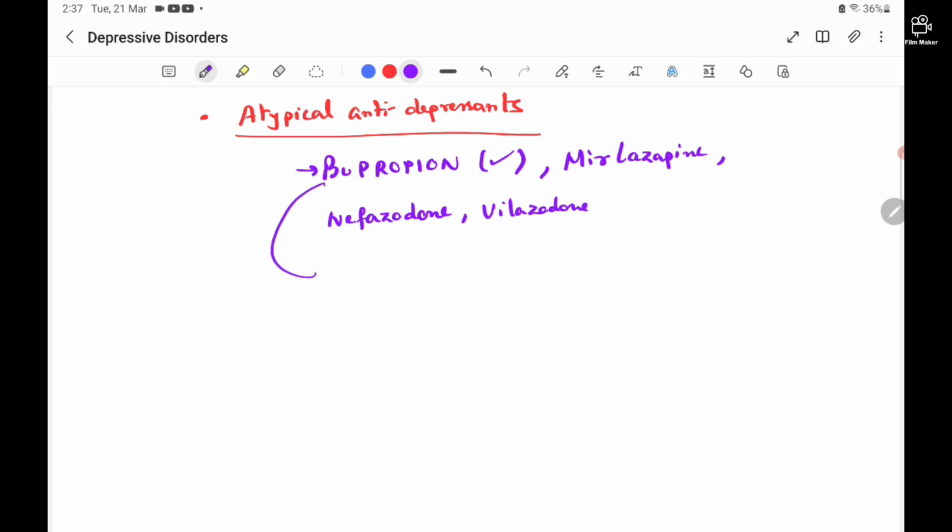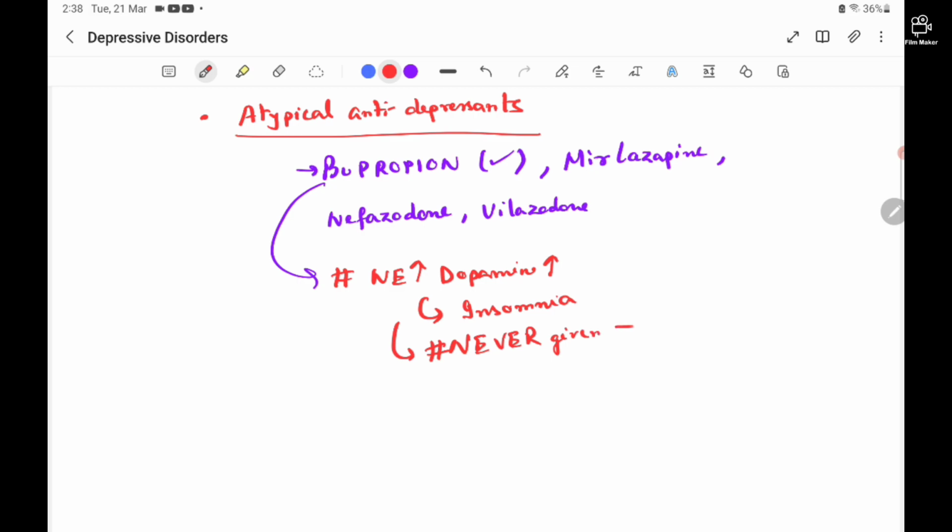Now an important point to mention about bupropion is that it increases norepinephrine and dopamine, and hence there is insomnia. And this drug is never given in patients with epilepsy, never given in epileptics, and anxiety as well.